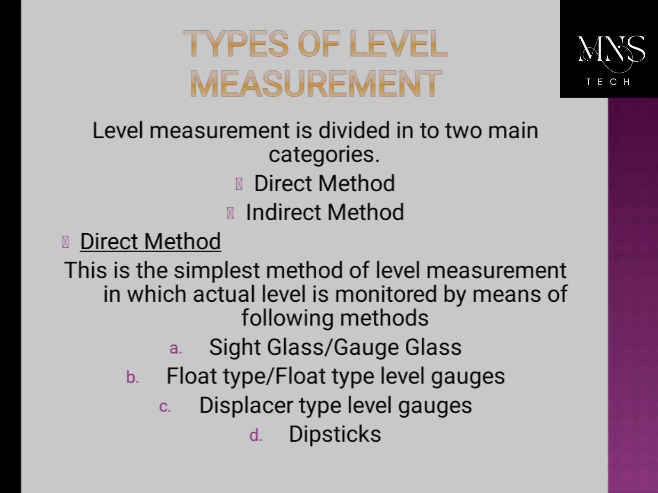Types of level measurement. Level measurement is divided into two main categories: one is the direct method and second is the indirect method. Direct method: this is the simplest method of level measurement, in which actual level is monitored by means of the following methods: first, side glass or gauge glass; second, float type level gauge; third, displacer type level gauges; and fourth, dipsticks.